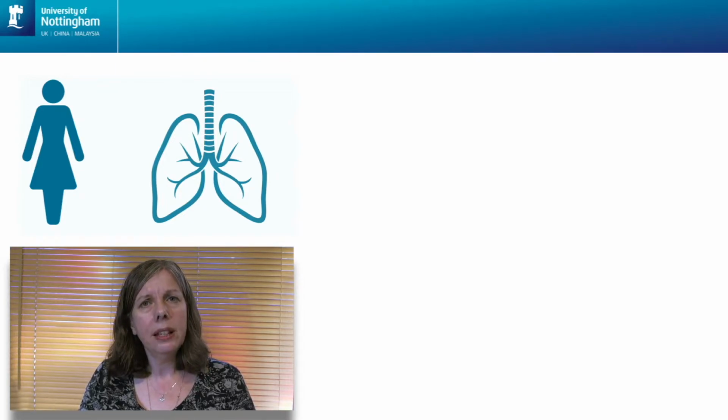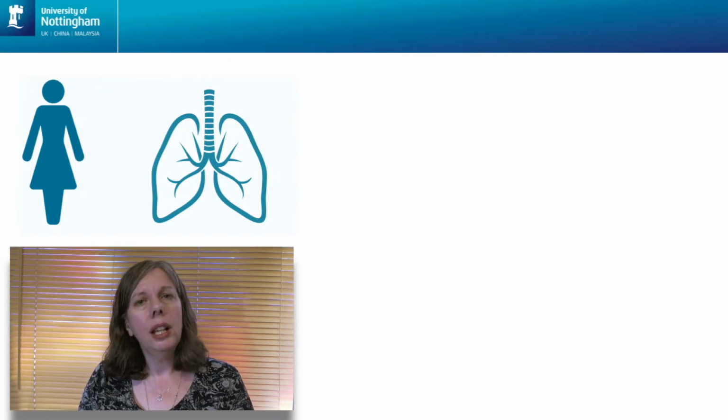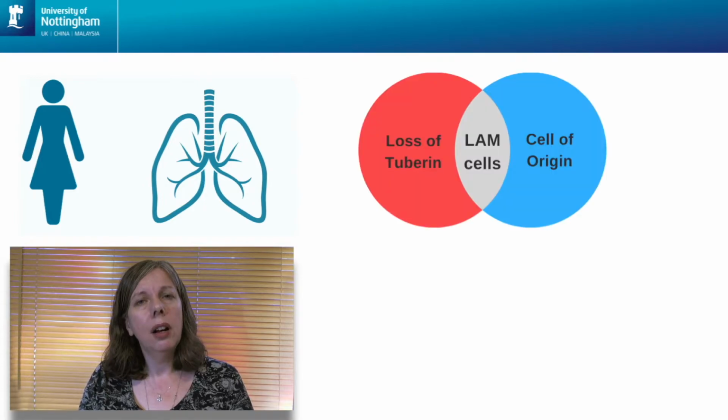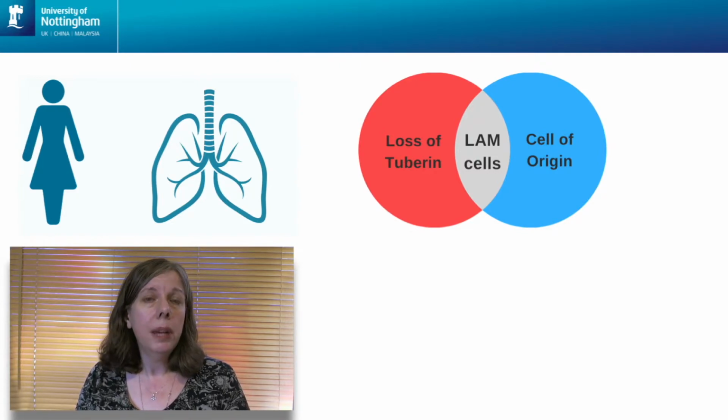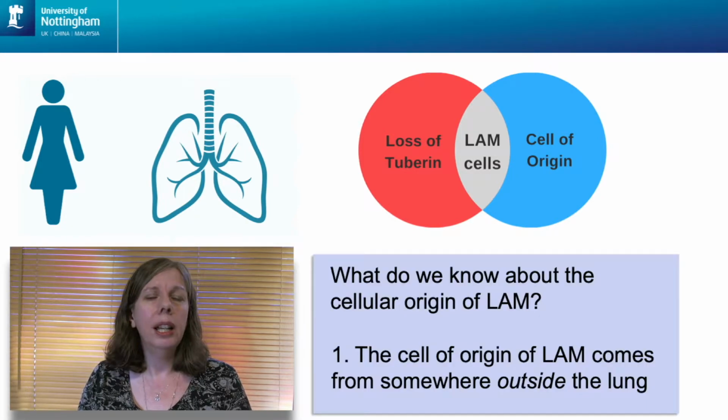And the reason for this is the behaviour of LAM cells depends on two things. One is the mutation that they're carrying in TSC2, and the other thing is the type of cell that they are. We call this the cell of origin of LAM, and we don't know what it is. In fact, if I made a list of all the things we know about the cell of origin of LAM, it would be a very short list. We know one thing, really.